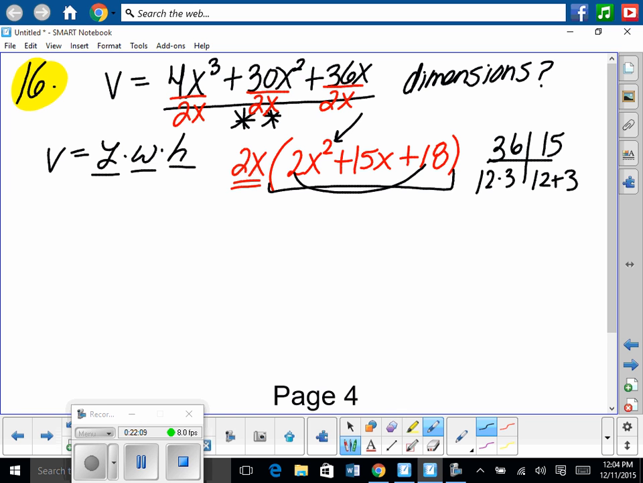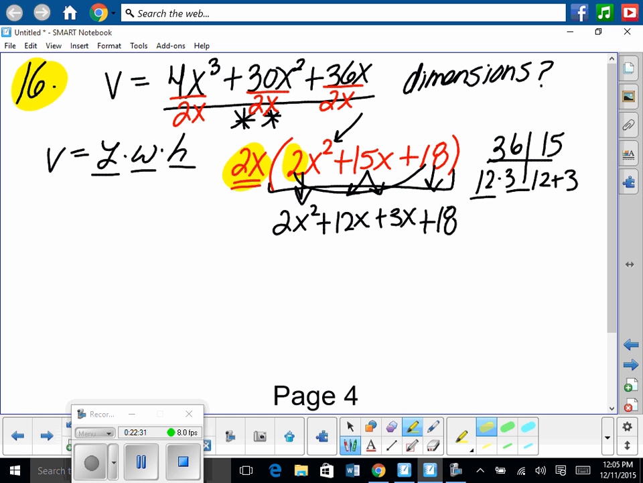We cannot quick factor because our a value is not a 1. So we're going to drop and break. So we have 2x squared, and we drop down 18. We have positive 18. And we break down the middle term, rewriting it as these 2 factors. So positive 12x and then plus 3x. And then I'm going to ignore this 2x for a minute, but it'll be in our final answer. But I'm ignoring it for a minute.